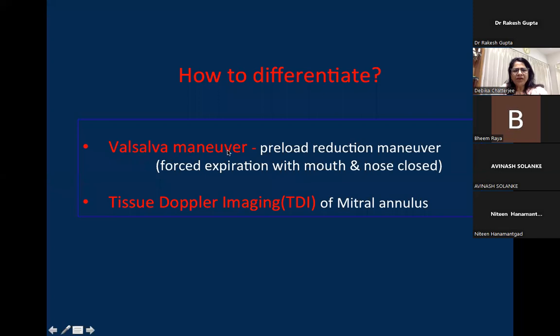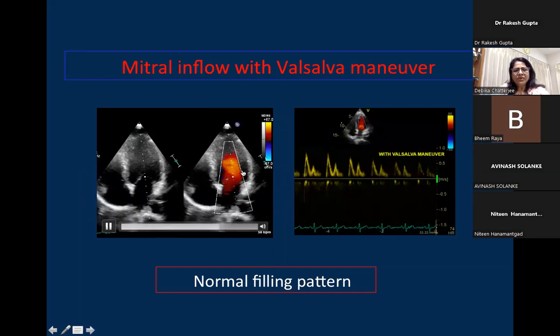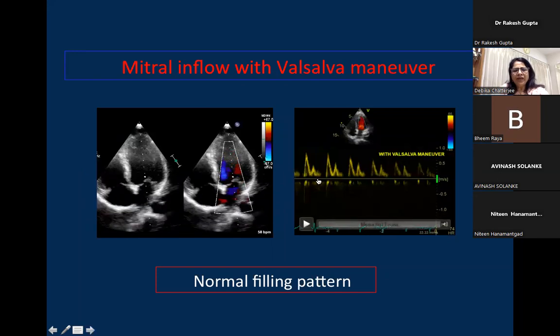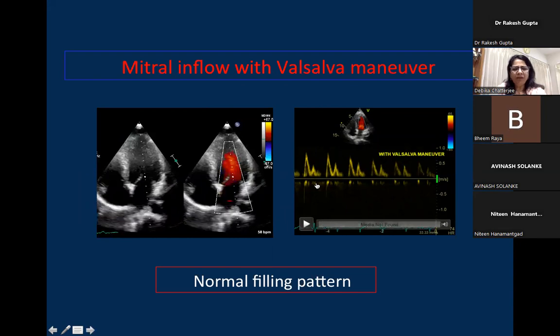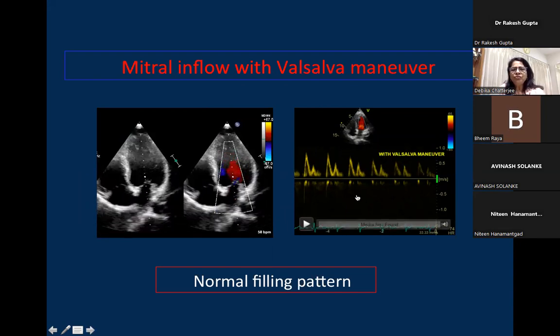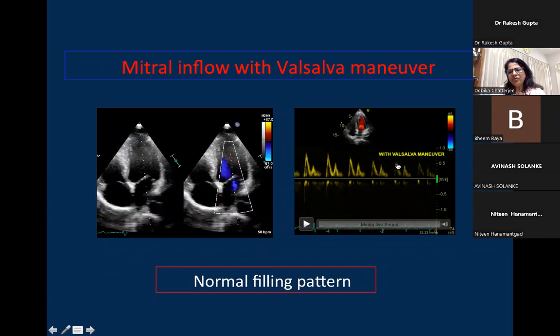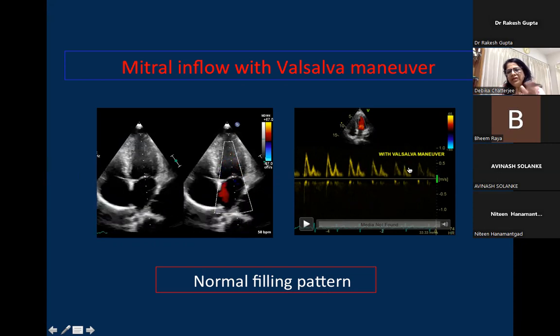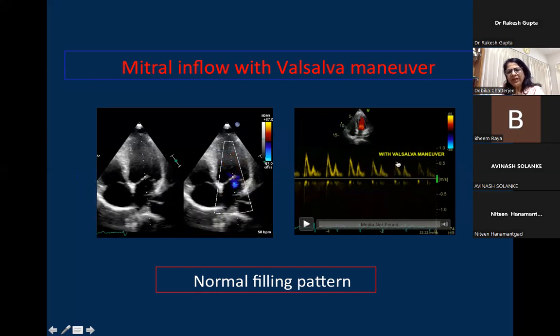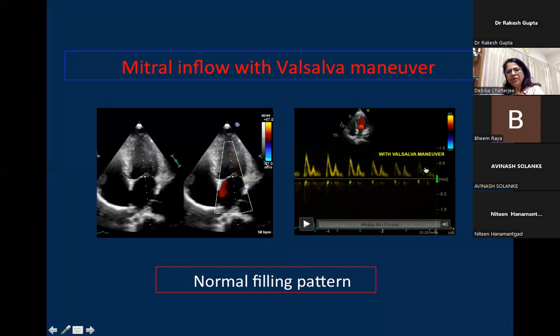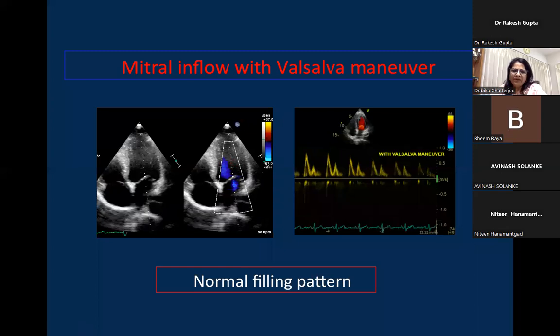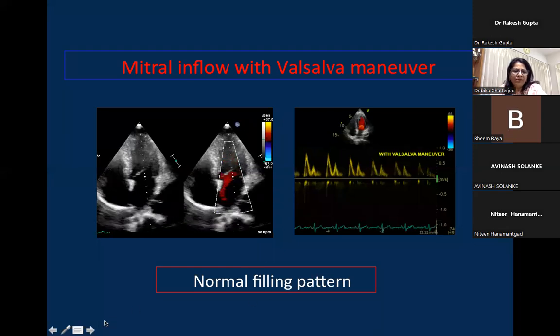So first, let us see what happens with the Valsalva maneuver normally. Look at that patient where we got E wave more than A wave, and we didn't know whether it's normal. So we asked the patient to do the Valsalva. Look at the flow pattern. This is the one normally, and here he has started doing Valsalva. Look at E and A. The velocity of both E and A are going down and down proportionately. E also less, A also less. So EA ratio remains normal. So this is a normal filling pattern.